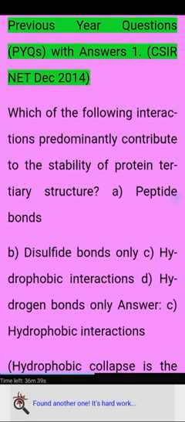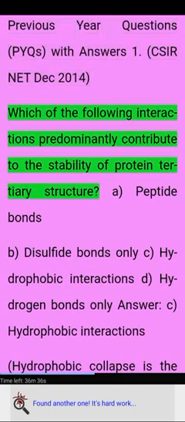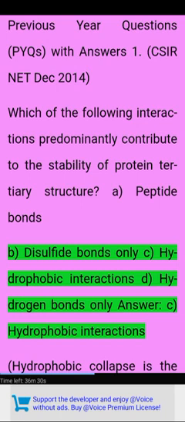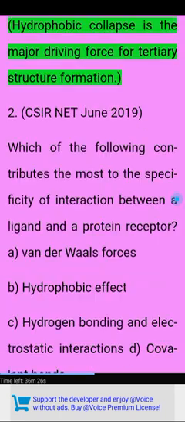Previous year questions, PYQs, with answers. 1. CSIR NET December 2014. Which of the following interactions predominantly contribute to the stability of protein tertiary structure? A. Peptide bonds. B. Disulfide bonds only. C. Hydrophobic interactions. D. Hydrogen bonds only. Answer C. Hydrophobic interactions. Hydrophobic collapse is the major driving force for tertiary structure formation.